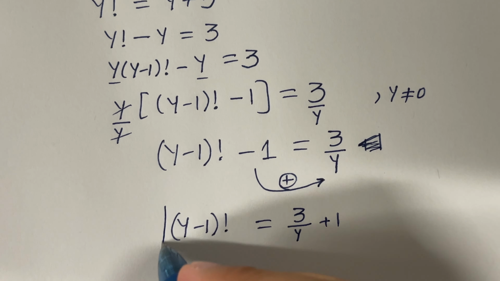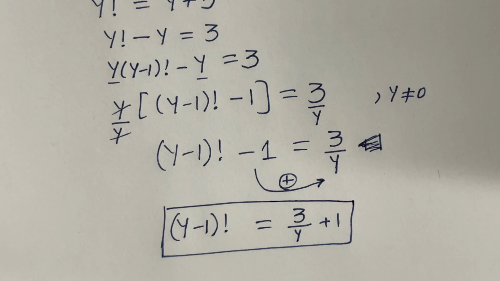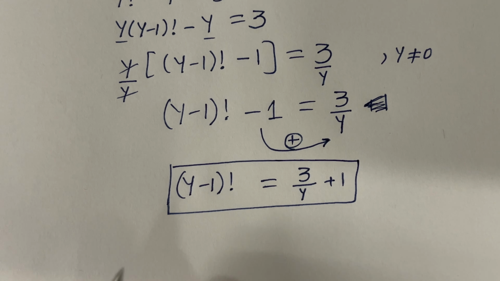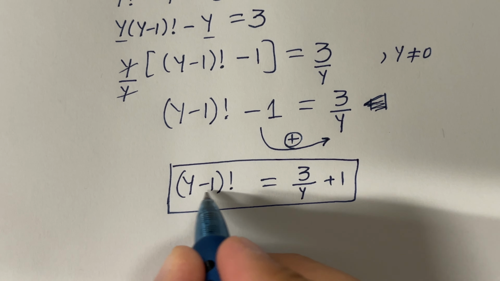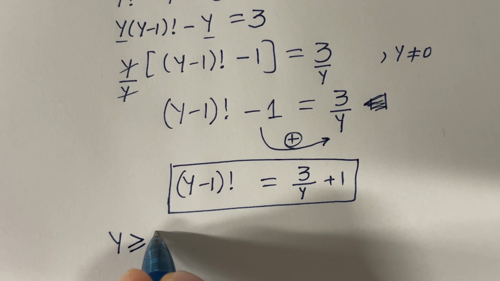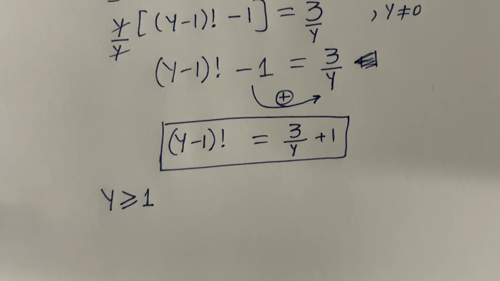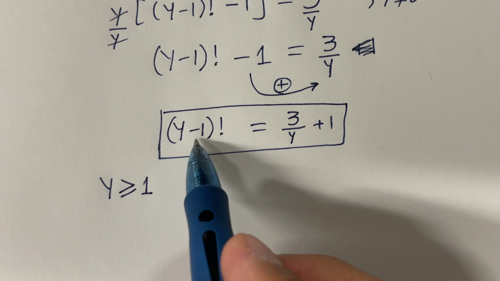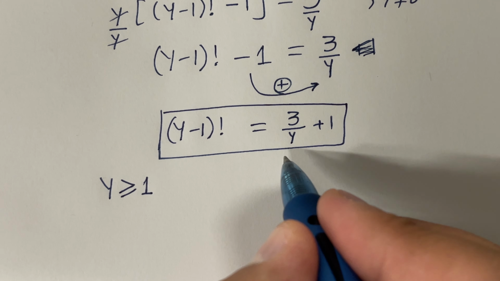Okay, so we have this nice factorial equation after some manipulations and substitutions in the given equation. Now from here I can make the following observations. Since we have (y minus 1) factorial, it means that y is greater than or equal to 1, because you cannot define the factorial of a negative number.